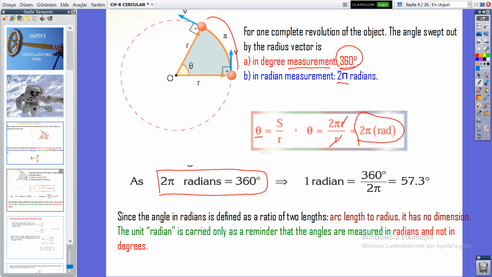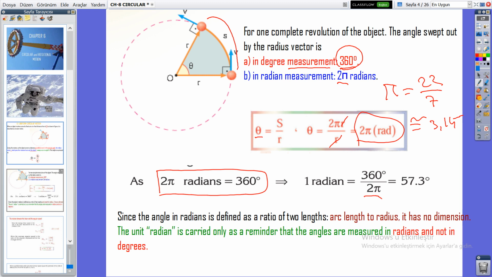When we divide, how many degrees is 1 radian? 1 radian equals 360 degrees over 2 pi. And if you remember, pi equals 22 over 7, which is approximately 3.14, and it will continue.